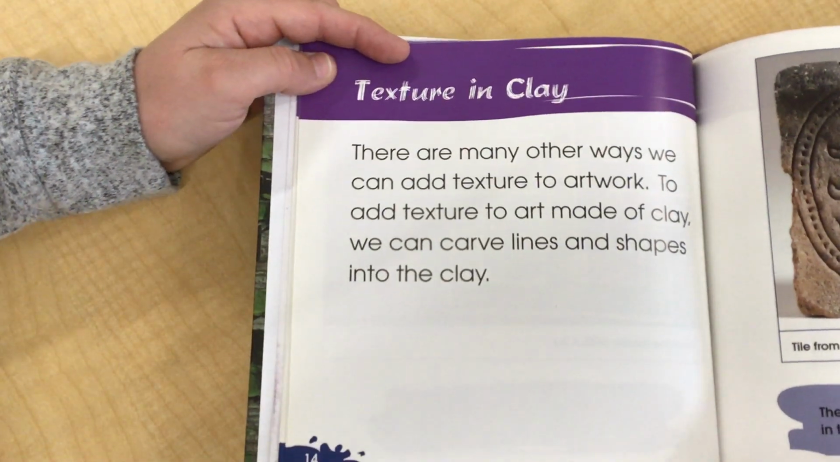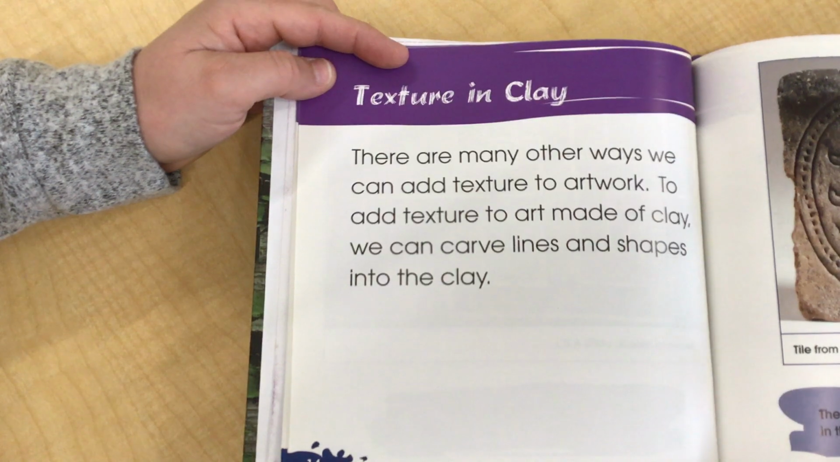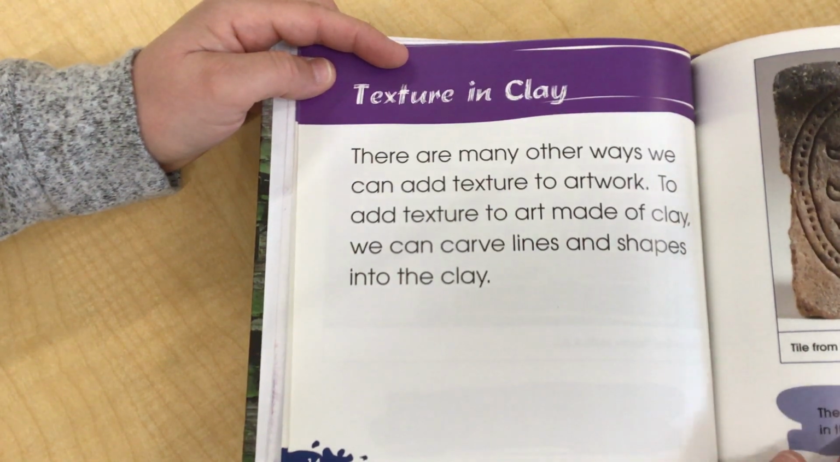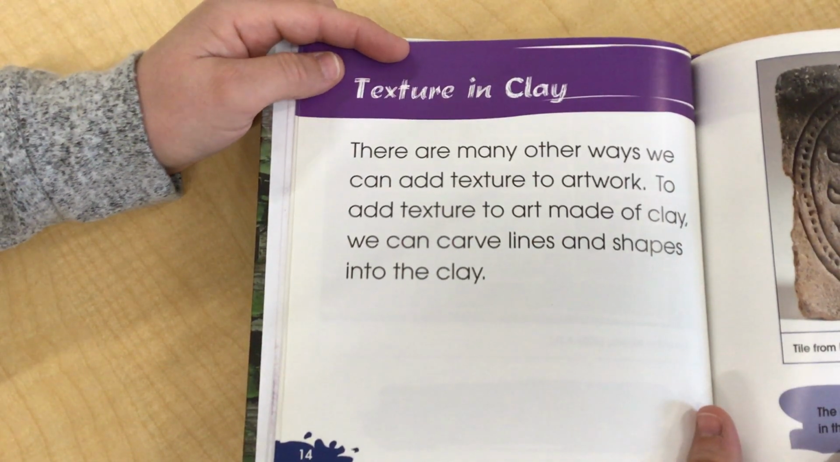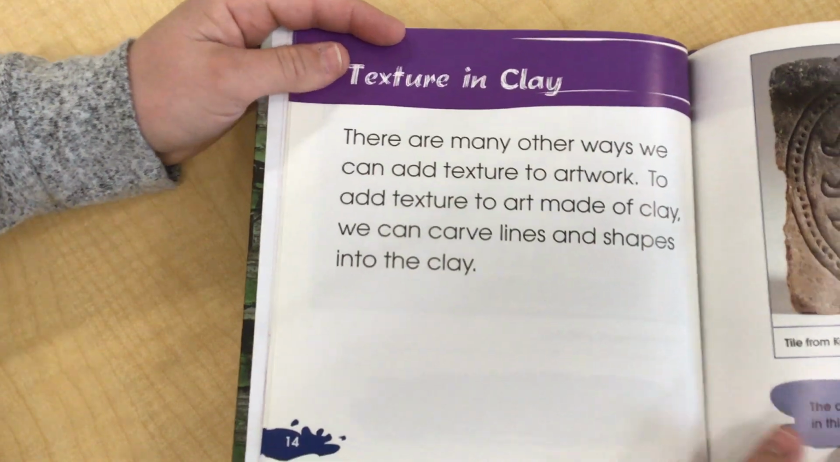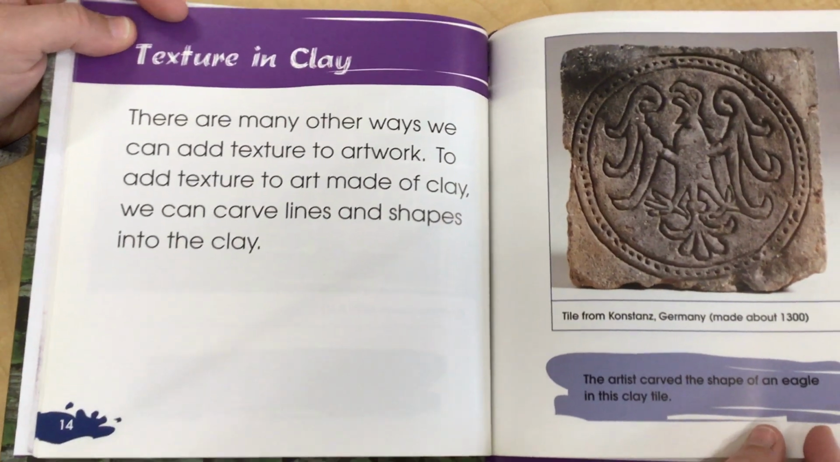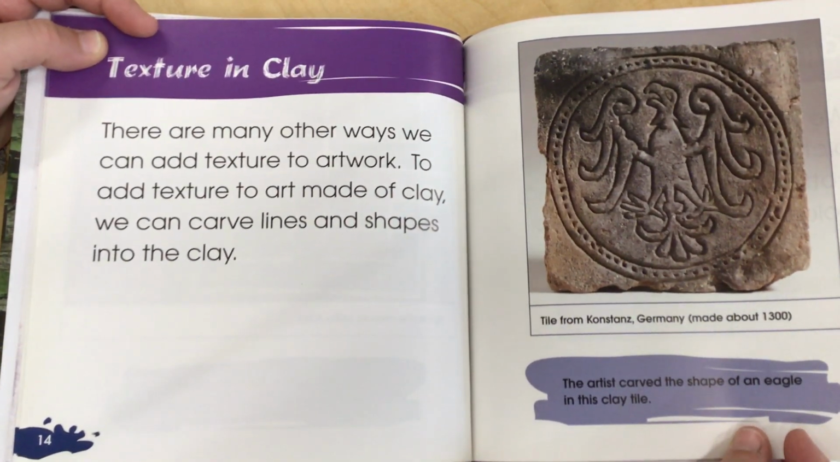Texture in clay. There are many other ways we can add texture to artwork. To add texture to art made of clay, we can carve lines and shapes into the clay. The artist carved the shapes of an eagle into this clay tile.